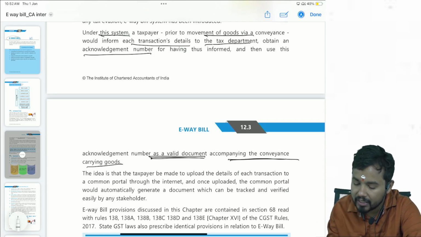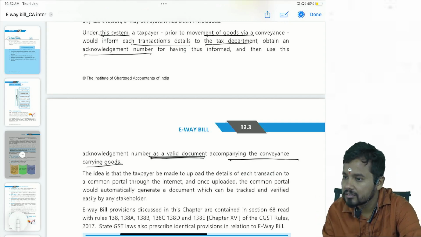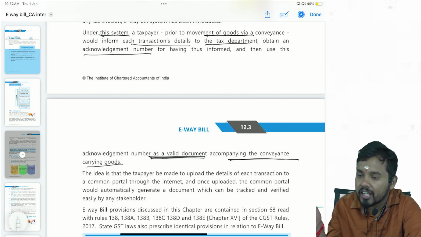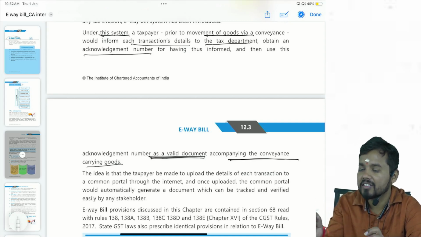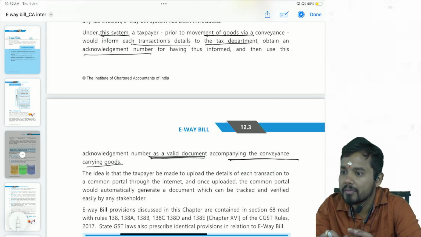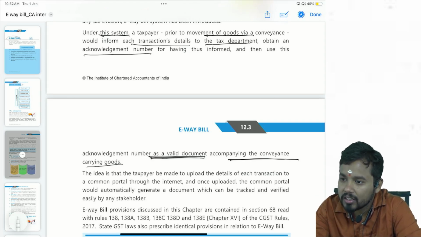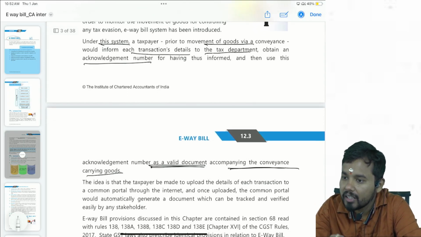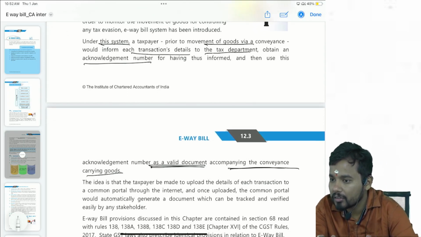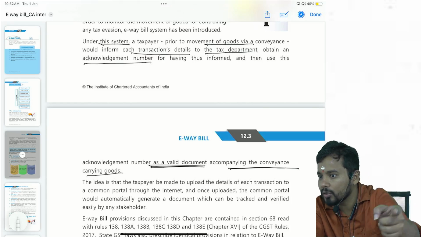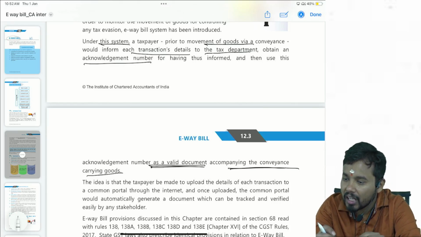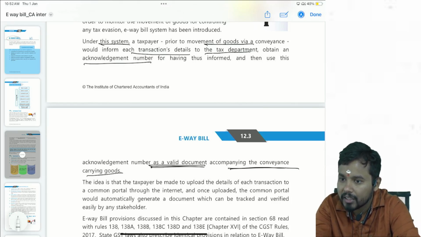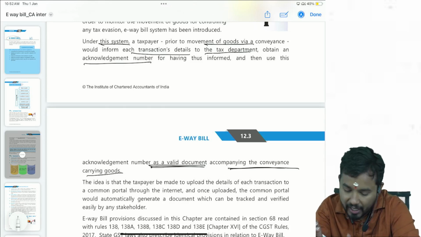That E-way bill, whatever we have generated, will be accompanying the conveyance. That is the reason why, whenever department officials or any people intercept the vehicle in transit, they will first ask for the E-way bill. The idea behind E-way bill was that prior to the movement itself, you have to inform the transaction details to the department, take an acknowledgement number, and that acknowledgement number should accompany your conveyance. That is the idea.